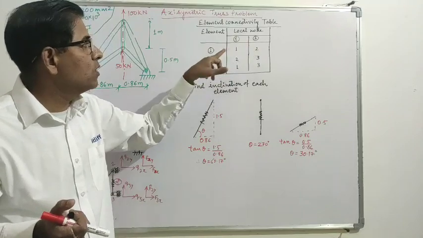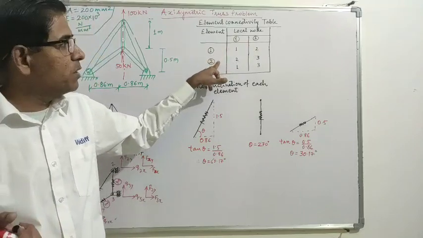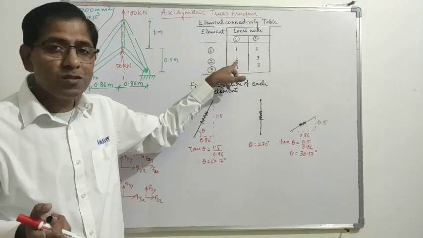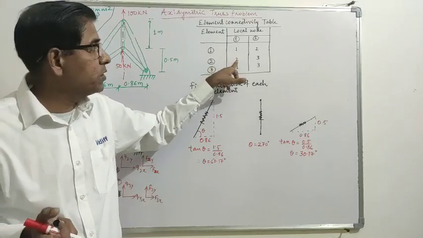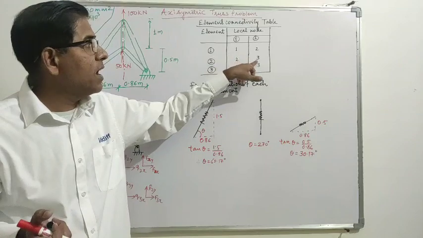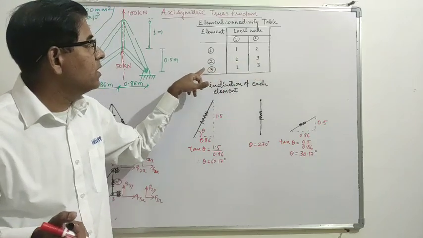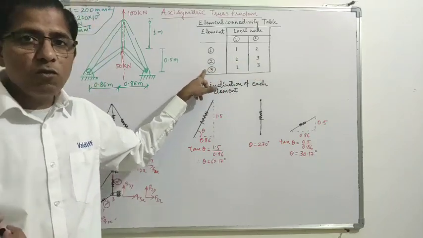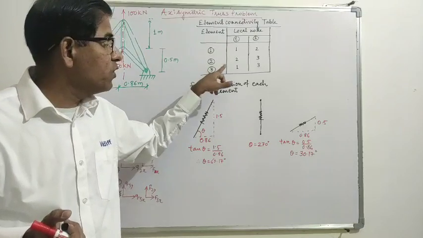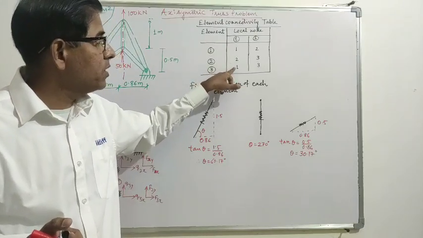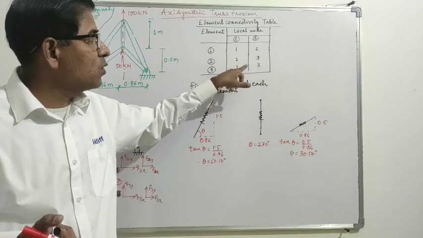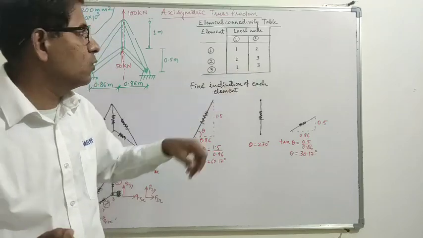Similarly, element number 2 is made up of 2 and 3, out of which 2 is a smaller number, that is why we have kept it as first local node and 3 as second local node. Element number 3 is made up of node number 1 and 3, out of which 1 is a smaller number, that is why 1 is first local node and 3 is second local node.